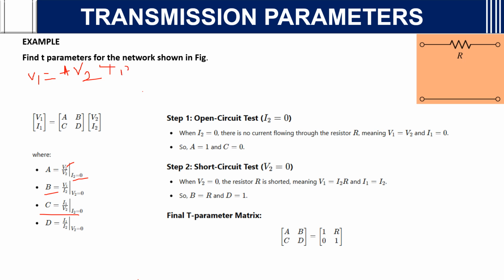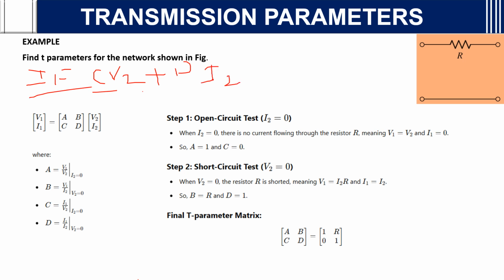plus B into I2. From this what we can write? See, A is V1 by V2 when I2 is equal to 0. Then for B, V1 by I2 when V2 is equal to 0. I think from the equations and matrix you can easily understand. Then we will see C and D. I1 is equal to C into V2 plus D into I2. From this you can see that C is equal to I1 by V2 when I2 is equal to 0. Then if you want D, I1 by I2 when V2 is equal to 0.